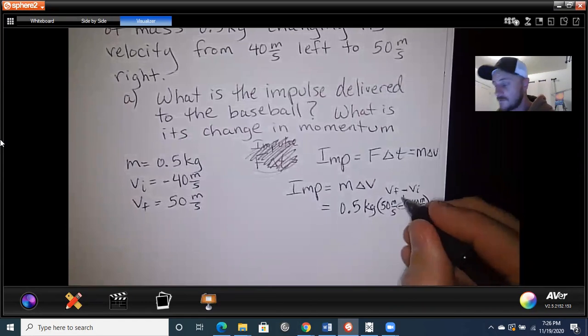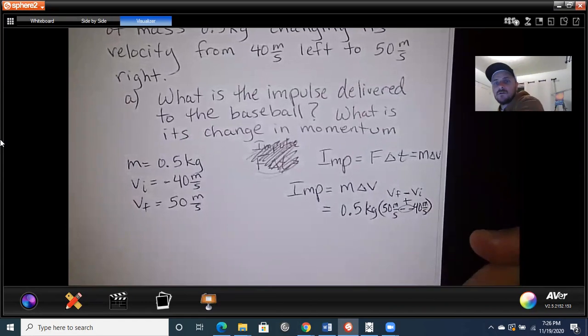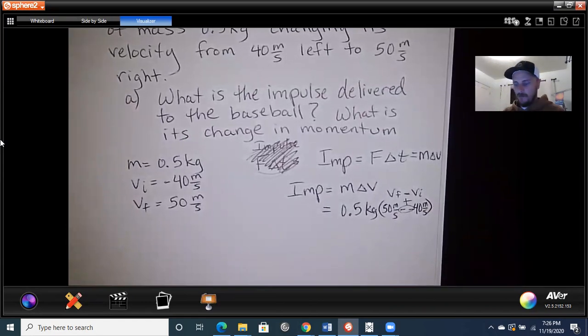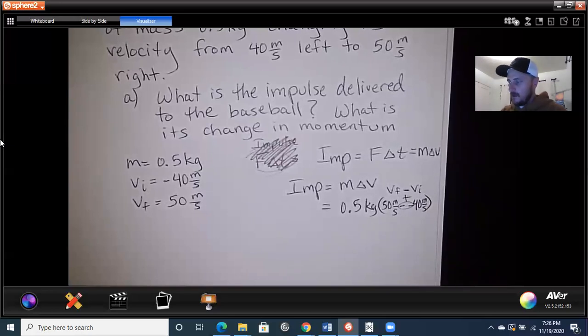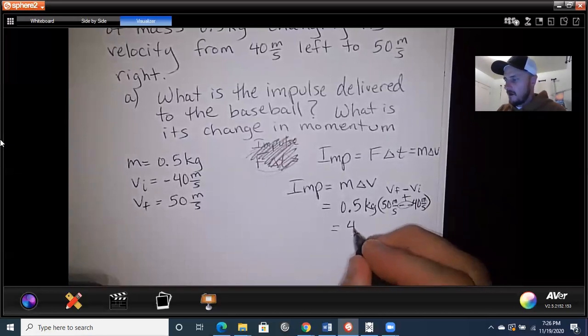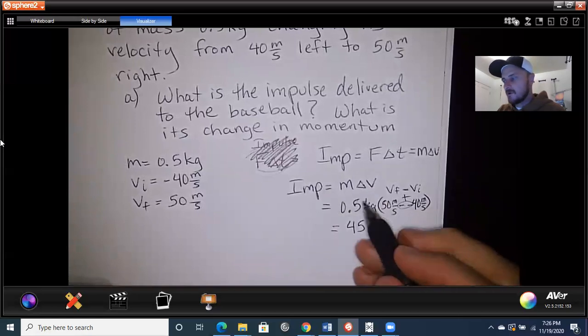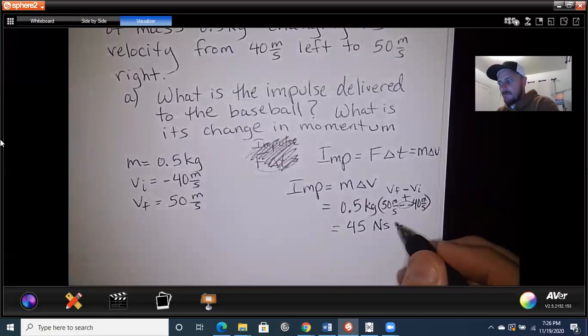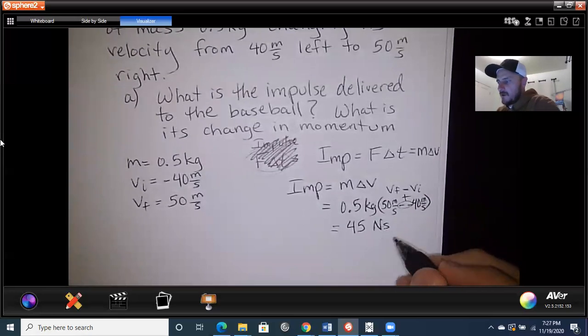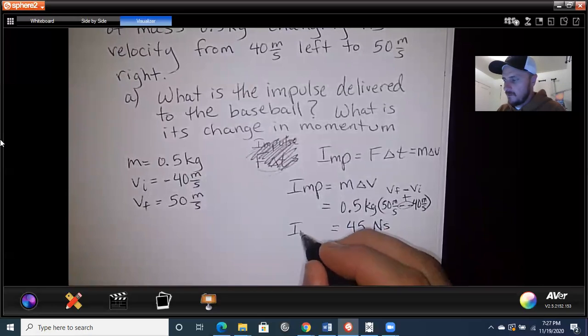And look at that, it produces a positive for us. So we have an impulse of 0.5 times 90, right? 50 plus 40 is 90. And we have a 45. Now, what was that unit I told you to use for impulse? Newton second. Or you could say the kilogram meter per second, but honestly, this is probably the more appropriate one to use. There's my impulse.